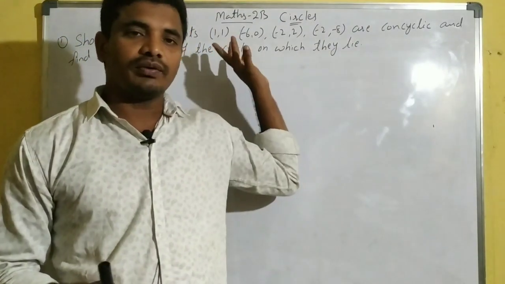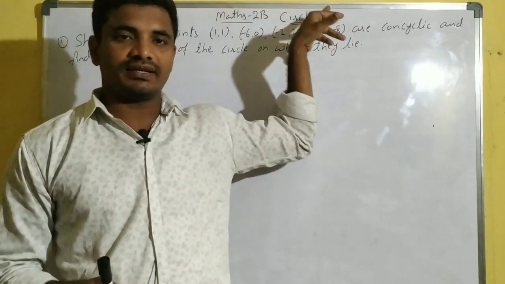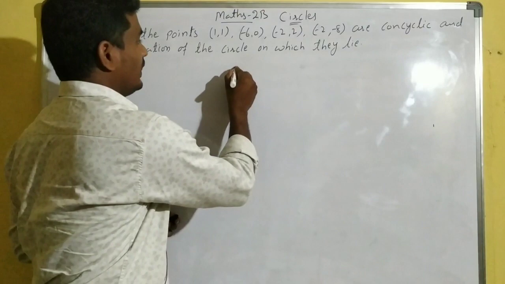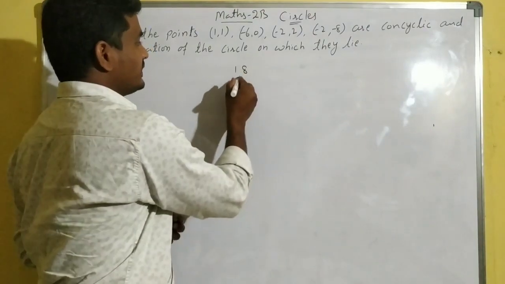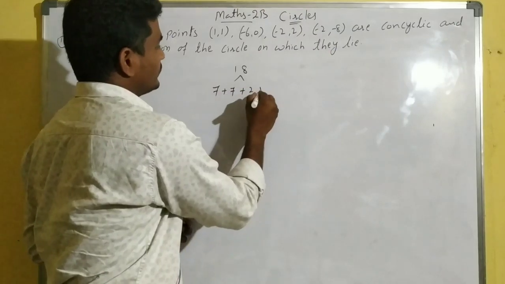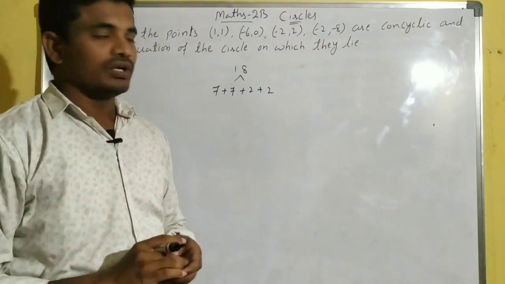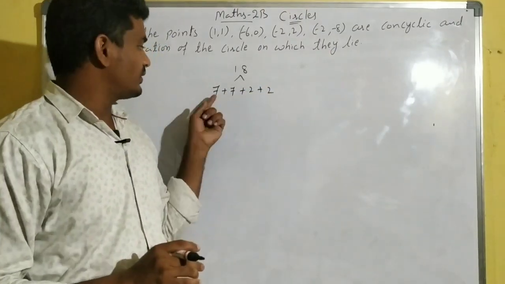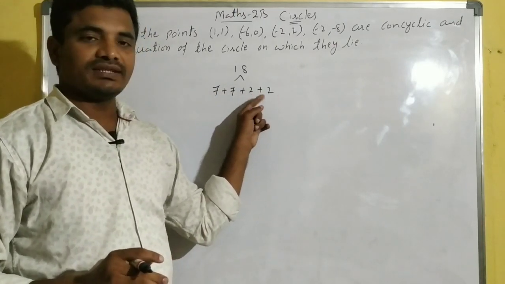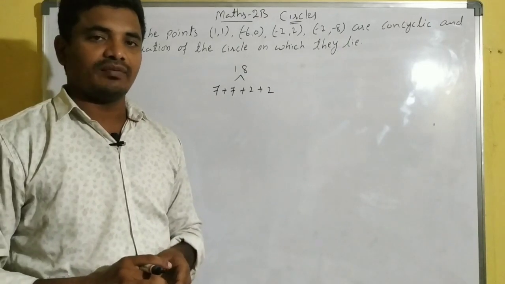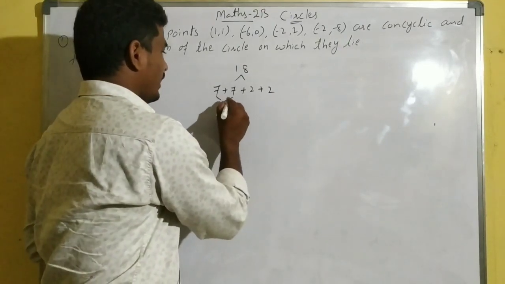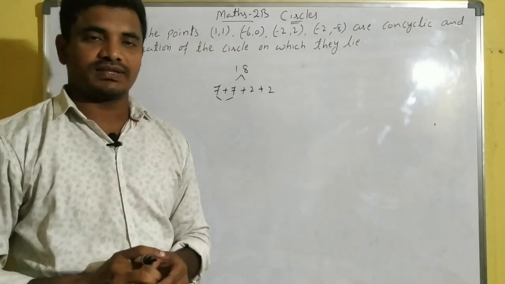In this video I am going to explain about the Maths 2B circles. From this chapter we will get a total of 18 marks. This is divided into two 7-mark questions and two 2-mark questions. 7 plus 7 is 14, 14 plus 2 is 16, 16 plus 2 is 18 marks. So now I am going to explain only the 7 plus 7, 14 marks.